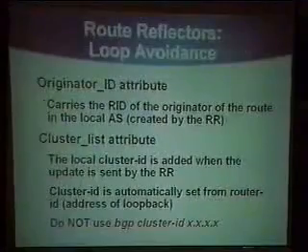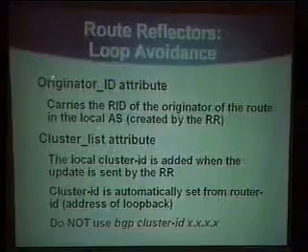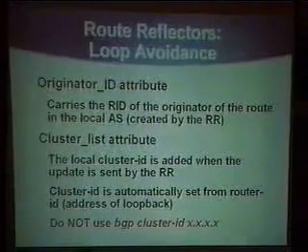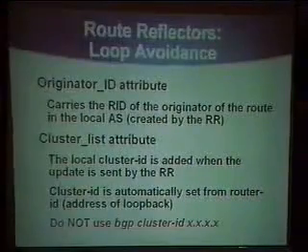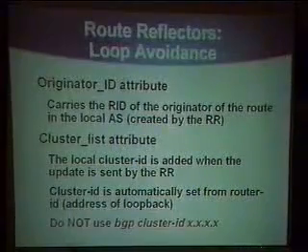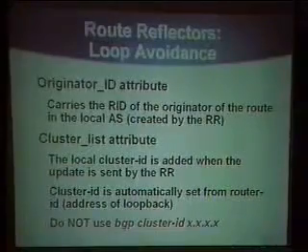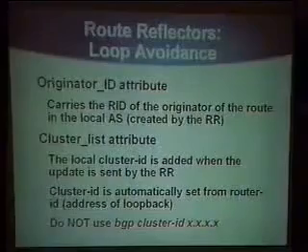For loop avoidance, well, a couple of new BGP attributes were added. First one is the originator ID, which carries the router ID of the originator of the route in the local AS. And then you've got the cluster list attribute, which is a little bit like the AS path, but it lists the route reflectors that the prefix has passed from.